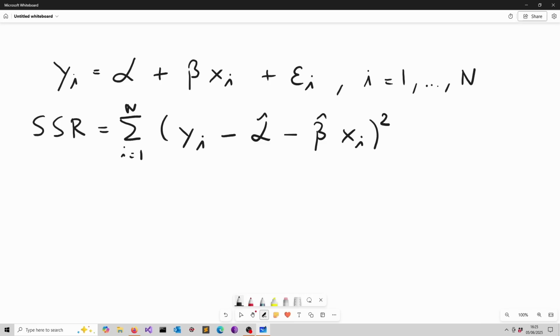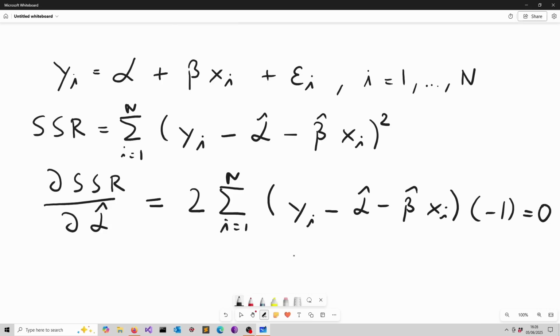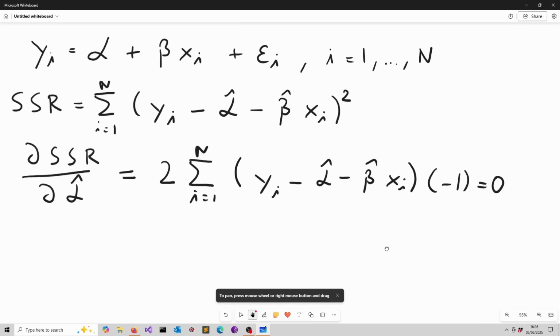So we have two parameters to determine. Let's start with the constant term. So we basically derive a first order condition. Here I refer to a partial derivative because we have two parameters. And when I differentiate this expression, the 2 can go in front, we have a sum. That's, of course, the chain rule. We reduce the power by 1, and then of course we differentiate inside, so we get a minus 1, and that's equal to 0. So that here is our first order condition.